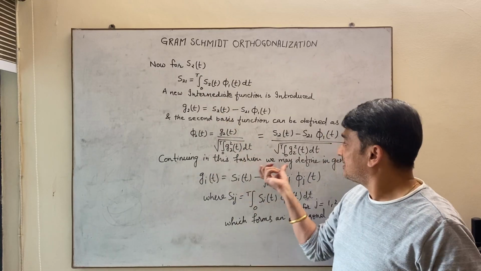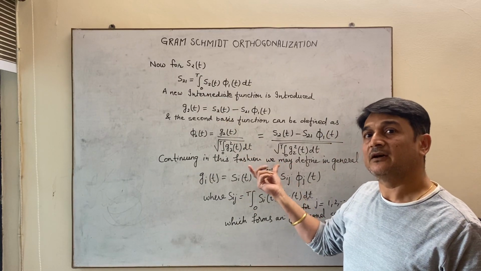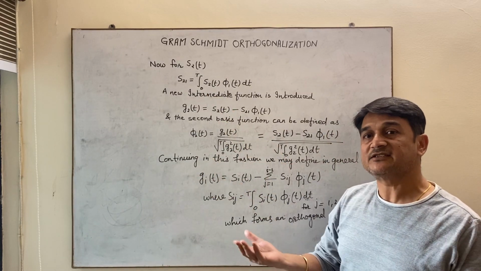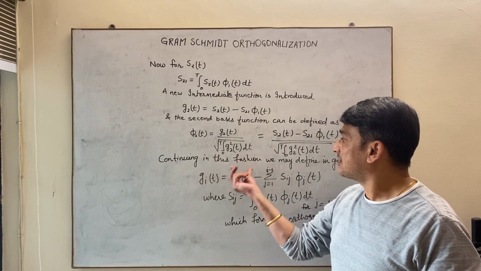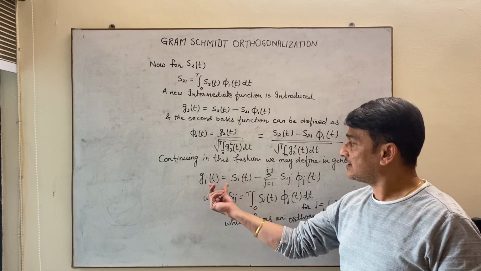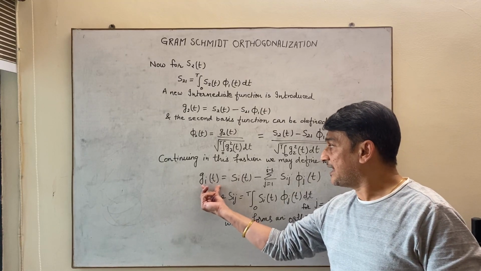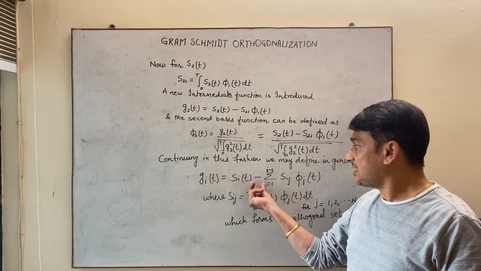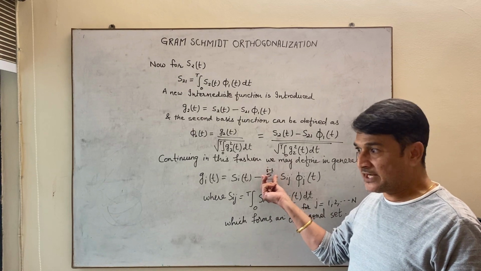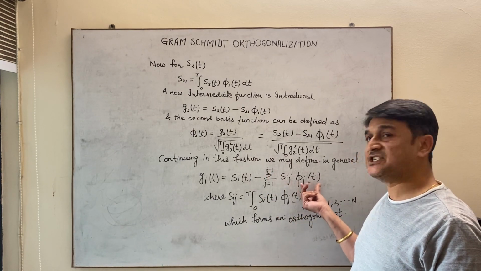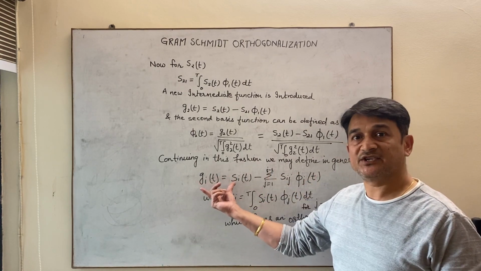Continuing in this fashion, we can now define a generalized statement which can create all the basis functions. The generalized statement can be written as: Gi(t) is equal to Si(t) minus the summation over j equals 1 to i minus 1 of Sij phi j(t). This is the standard equation, you can say.